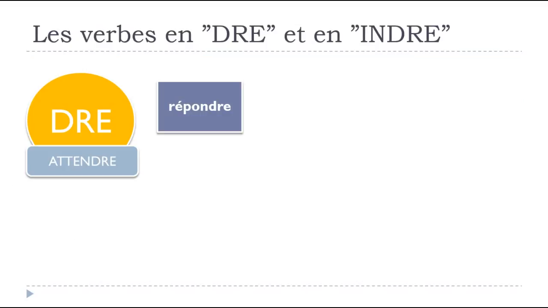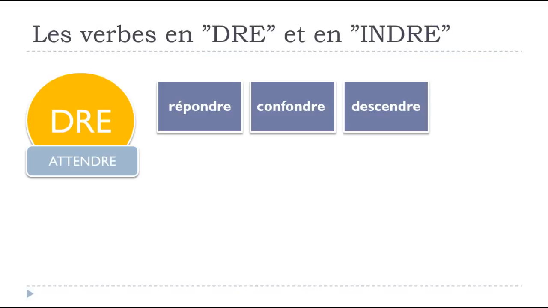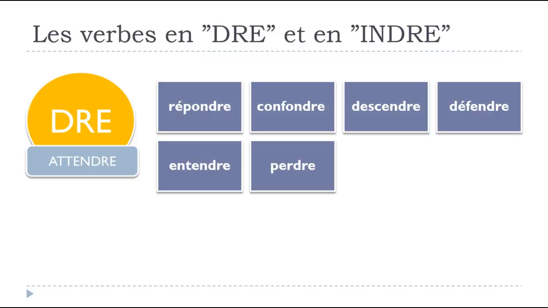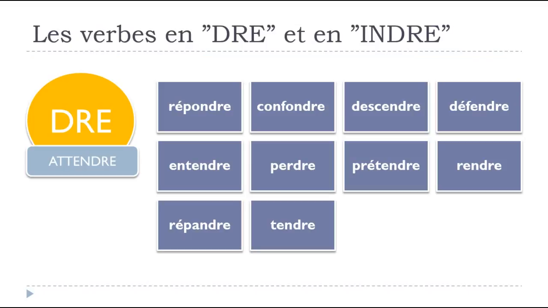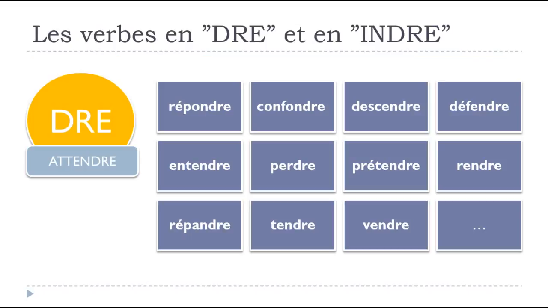All right? Now let's see the verbs that will be conjugated like attendre. Répondre, for instance, confondre, descendre, défendre, entendre, perdre, prétendre, rendre, répandre, tendre, vendre, and other verbs as well. I cannot make the full list. So these verbs will be conjugated like attendre.